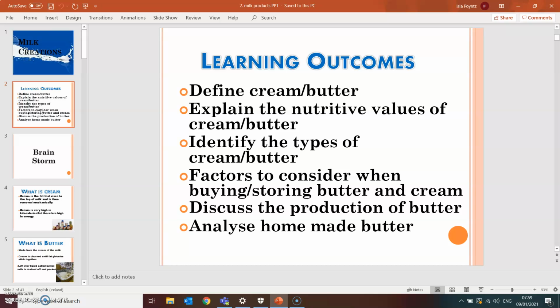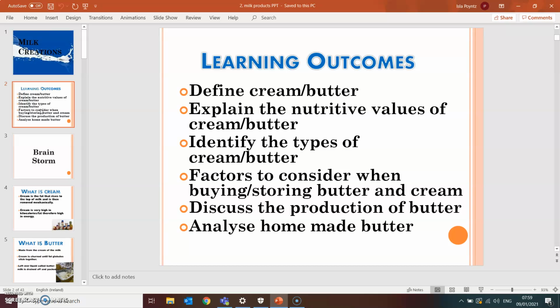And from your last chapter on milk, because it's completely linked, when you leave your milk in a glass, the cream will rise to the top. And it's that cream that's at the top of the milk that is used to make your cream and it's used to make your butter. Okay, so it's the cream on the top of the milk that's used to make your cream and your butter.